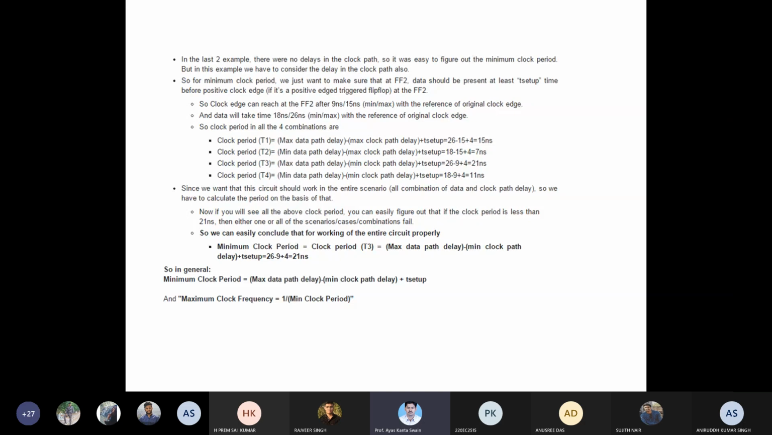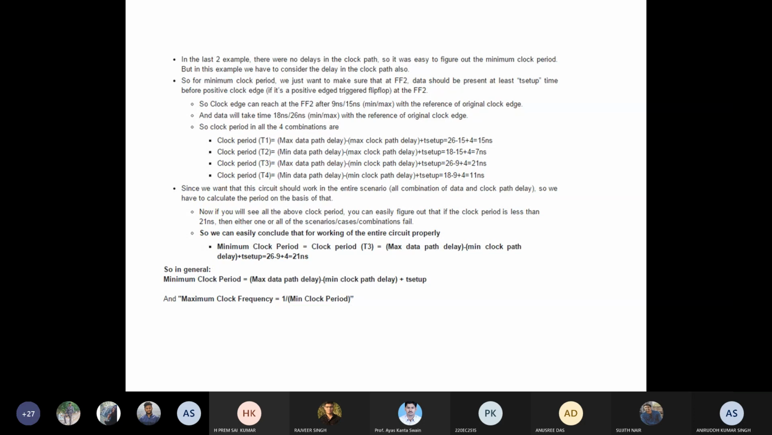Okay, so this is to see that the setup time plays a very important role while deciding the clock period of a design, or you can say the maximum clock frequency of a design. Please remember these two formulas. Depending upon the design configuration, it may change, but at least this type of formula will be there.